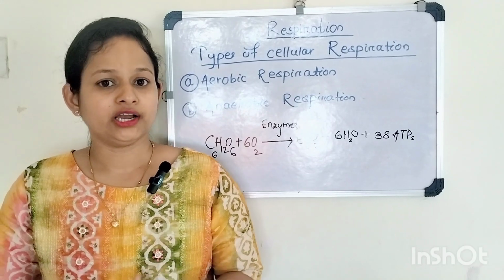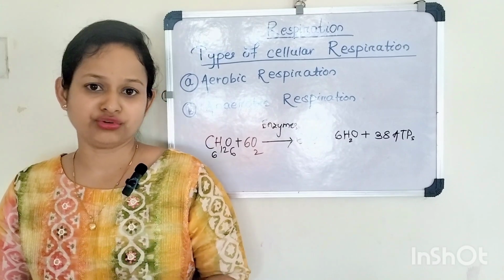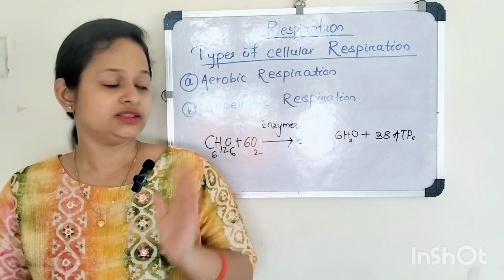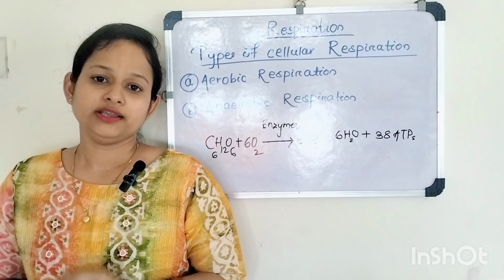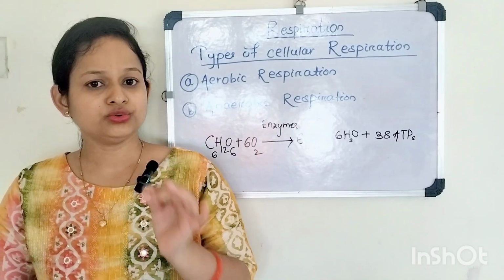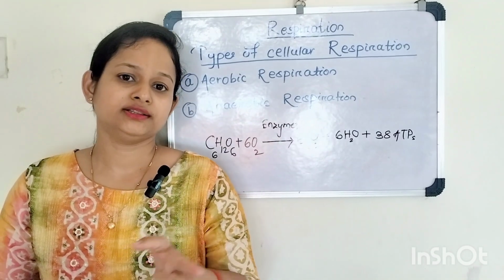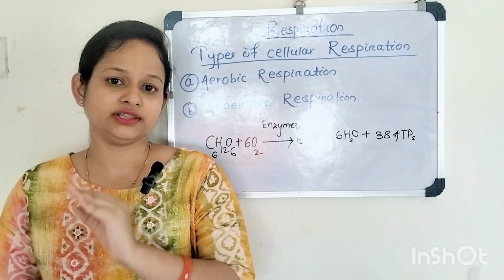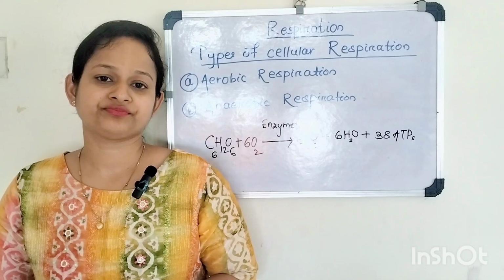Some bacteria like lactobacillus, yeast, and some internal parasites like tapeworm and roundworm live without oxygen. And in those organisms, this anaerobic type of respiration takes place. In this anaerobic mode of respiration, what happens? Now the glucose will convert into pyruvic acid. Then the pyruvic acid will convert into ethyl alcohol via an intermediate, that is acetaldehyde.